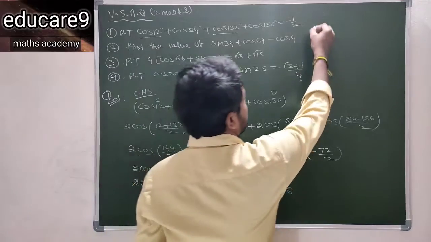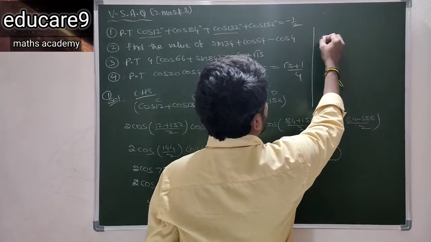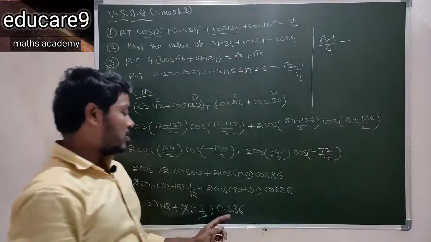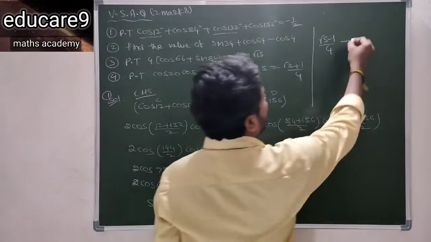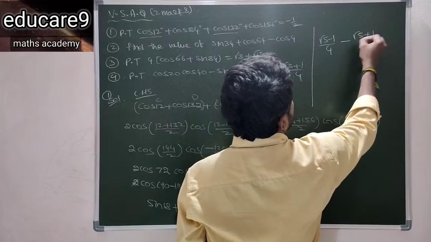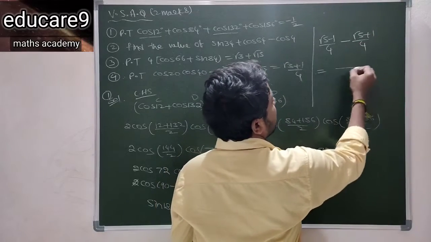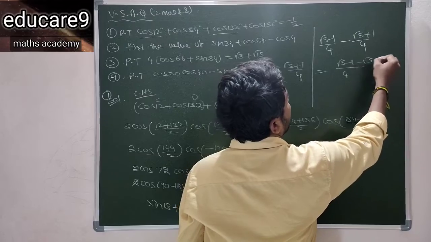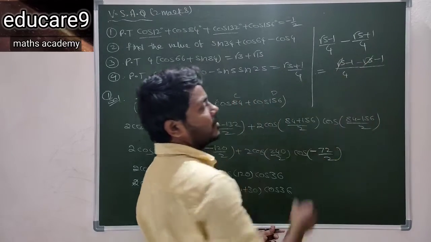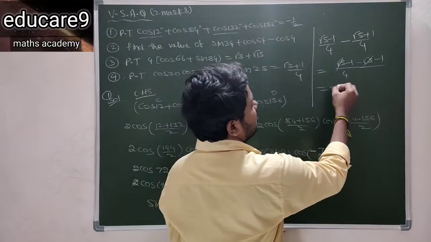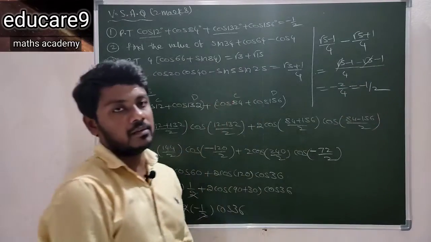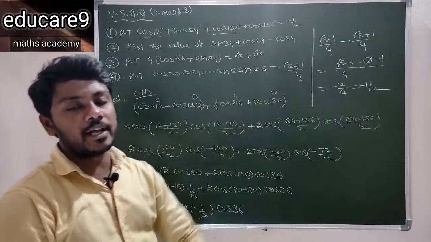See here. Sin 18 value is root 5 minus 1 by 4, minus cos 36 value root 5 plus 1 by 4. So this is LCM is 4, root 5 minus 1 minus root 5 minus 1. So minus root 5 plus root 5 get cancelled. This is minus 2 by 4. You will get minus 1 by 2. So this is the required answer.